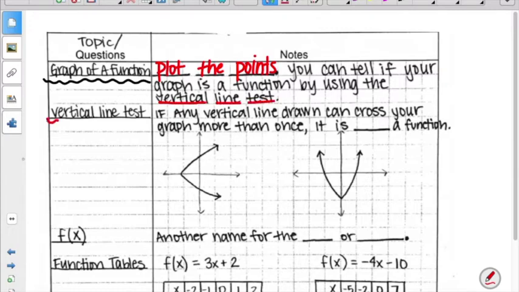So the vertical line test is if any vertical line drawn can cross your graph more than once, it is not a function. That means that one x value is paired up with more than one y value. So here's some examples of some ordered pairs that we've plotted. So I'm going to draw a vertical line on the first one.